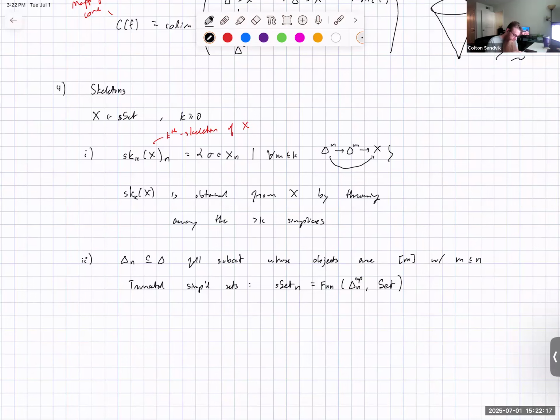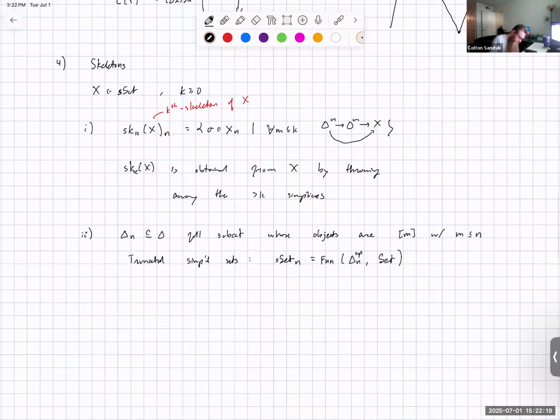And what we can immediately notice is that we have an obvious functor from this truncated simplex category into the full one, and this induces a functor just by composition from simplicial sets to this n truncated category. And I'm going to denote this functor.